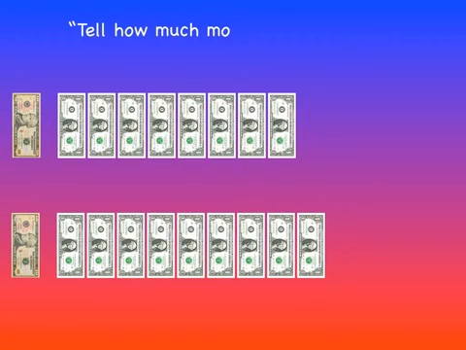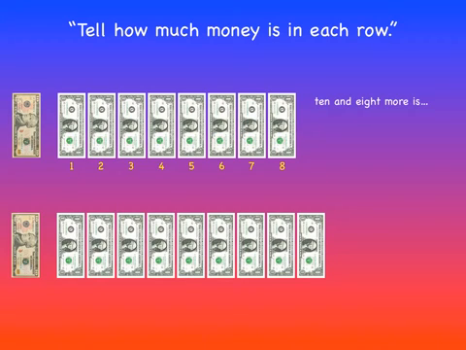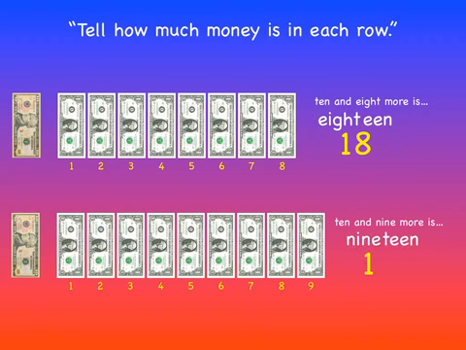Here's a couple more. Tell how much money is in each row again. So we can count them. There's 8 of those ones. 10 and 8 more is 18. The next row. Looks like there's 7, 8, 9 of them, 9 ones, and there's a 10. 10 and 9 more is 19.